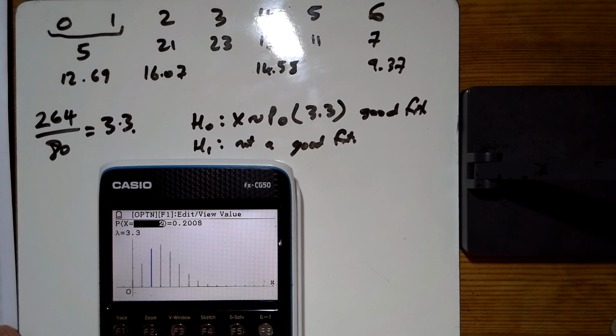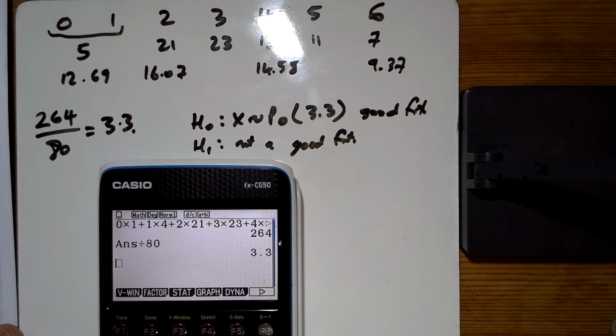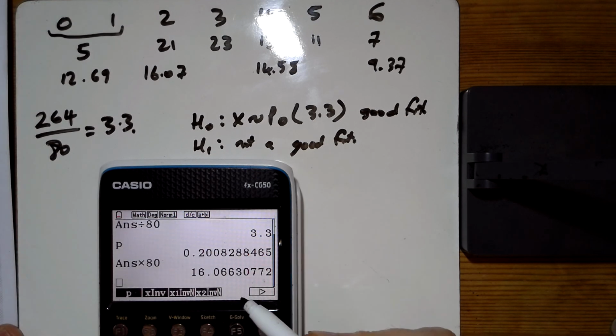So 0.2008. Variables, statistics, result, distributions, P. And I need to times that by 80. So hopefully that is, yeah, look, that is 16.07. So it does seem to be right.